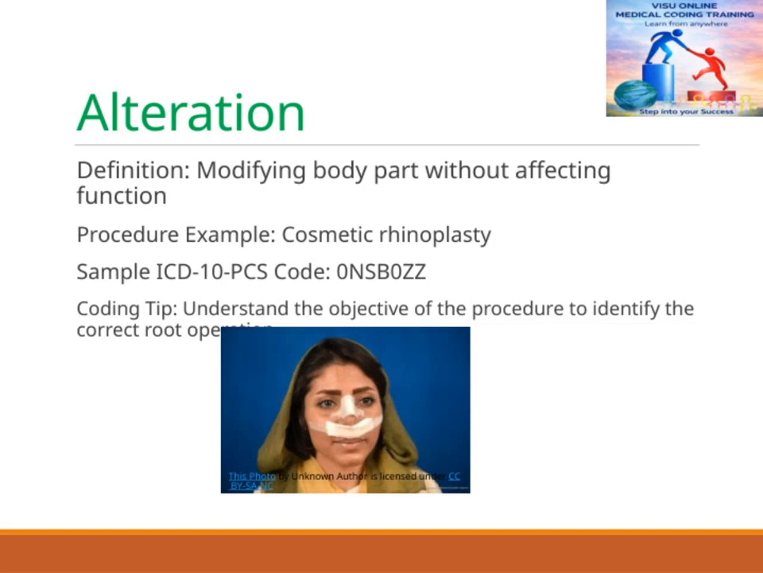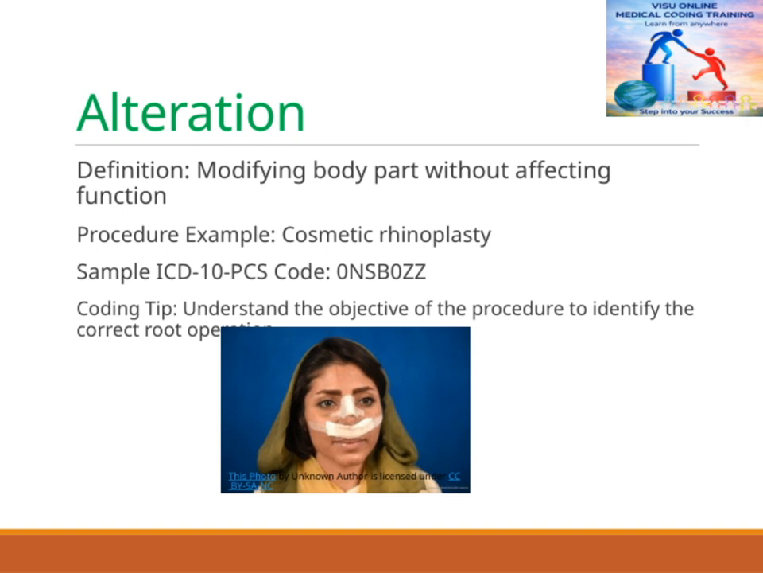Let's take a closer look at this slide. First off, the image you see is credited to an unknown author and is licensed under CC BY-SA/NC, which means it's free to use with some attribution and share-alike restrictions. Now, moving on to the core concept here, we're talking about a specific type of procedure called an alteration. So, what exactly is an alteration? It's when we modify a body part without changing its function.